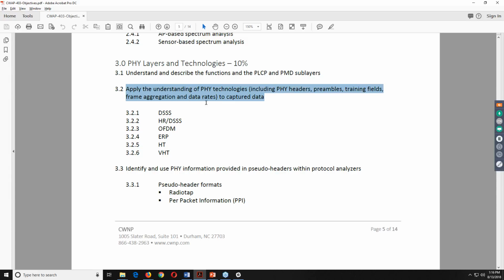Do you catch that subtle difference? It's not just understand PHY technologies, knowing about PHY headers, preambles, training fields, frame aggregation, data rates, etc. No, it's not just knowing the data rates of DSSS and OFDM and HT and so on, but it's applying that to capture data. So a question, for example, may not just say to you, hey, what is the lowest data rate supported in the 5 gigahertz frequency band, regardless of PHY, which of course would be 6 megabits per second, right? So it's not that, but you're looking at a frame capture and you see a whole lot of data frames at 6 megabits per second.